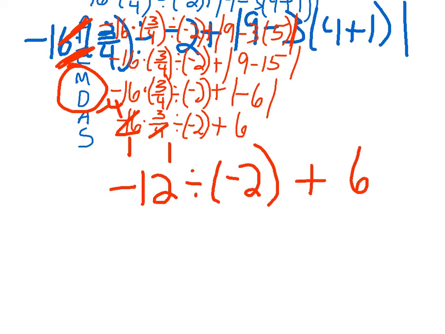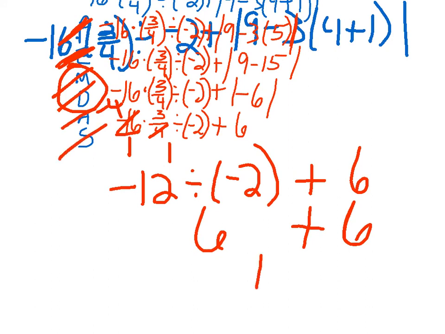Then I still have some multiplies and divides, and I always go in order from left to right. Negative 12 divided by negative 2, a negative divided by a negative is a positive, and 12 divided by 2 is 6, so it's going to be positive 6 plus 6. I'm all out of multiplies and divides, so I add and subtract in order from left to right. 6 plus 6 equals 12, and that's how you get your final answer. I hope that helps.